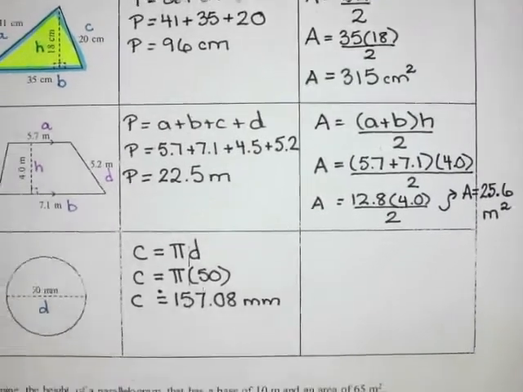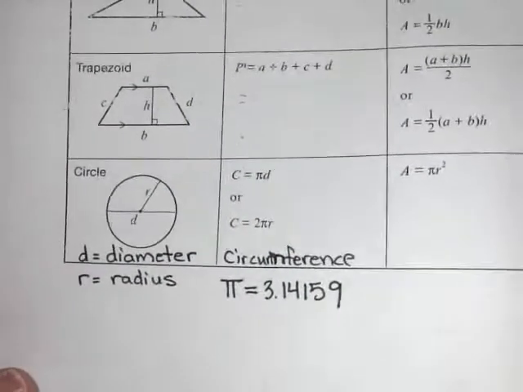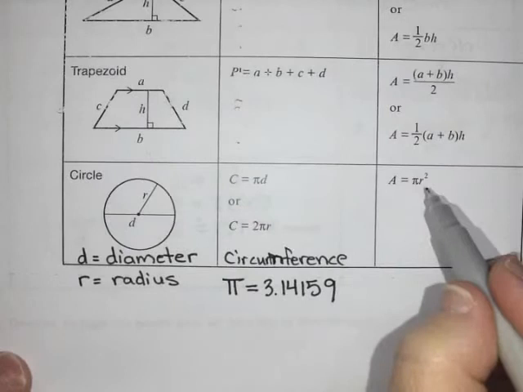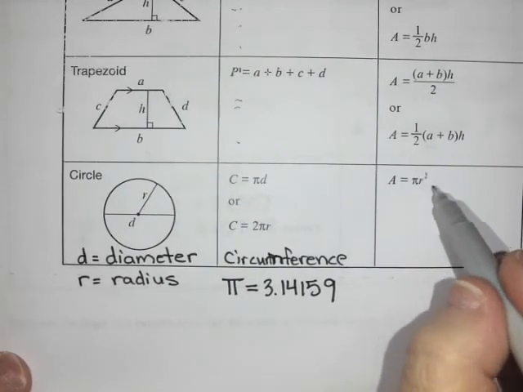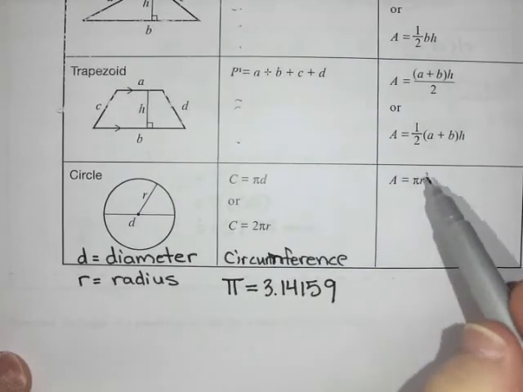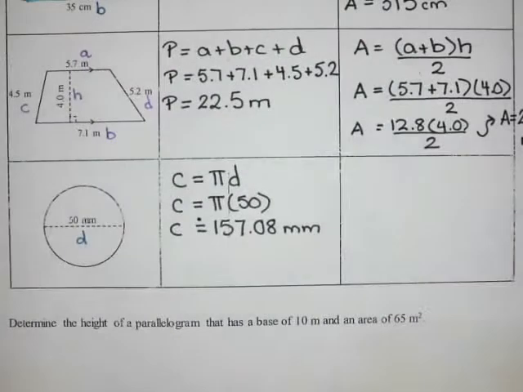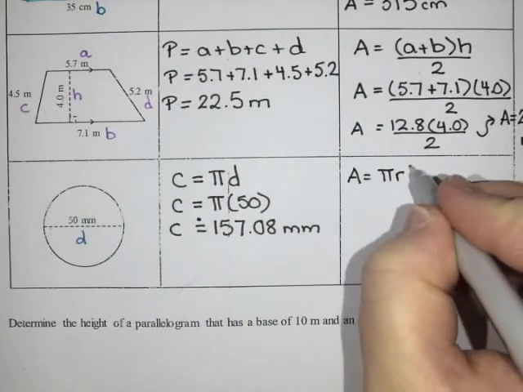All right, our last shape here is the circle. So on our circle, I notice there's only one formula this time. It is pi r squared. So pi times the radius squared. That square only belongs to the radius, not to the pi. So you're going to square the radius first and then multiply by pi. So area equals pi r squared.